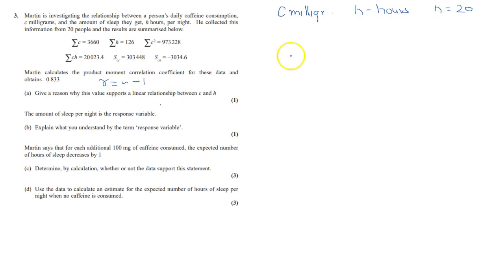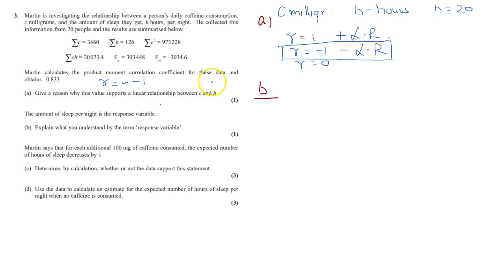If R is equal to 1, it's a positive linear relationship. If R is equal to -1, it's a strong negative linear relationship. There is a relationship. If R is equal to 0, there is no relationship. So R is equal to -1, so it shows that there is a strong linear relationship between C and H. That was part A.